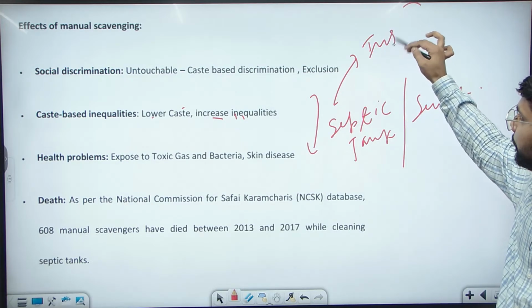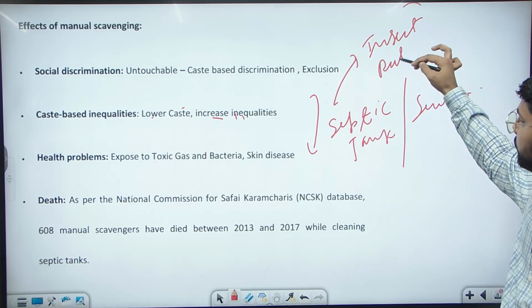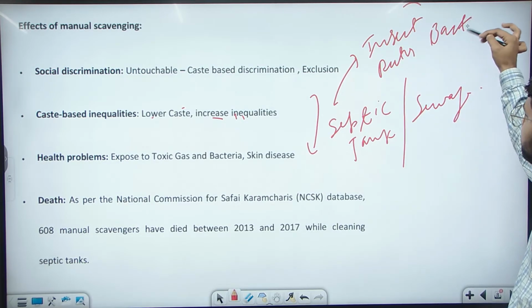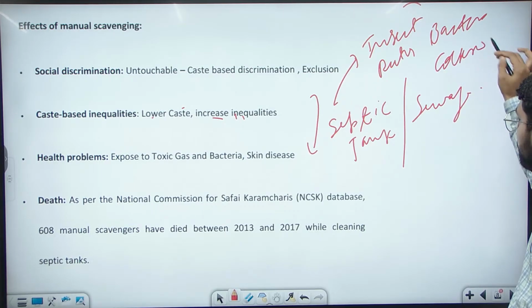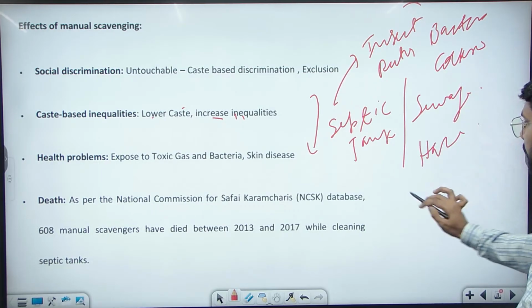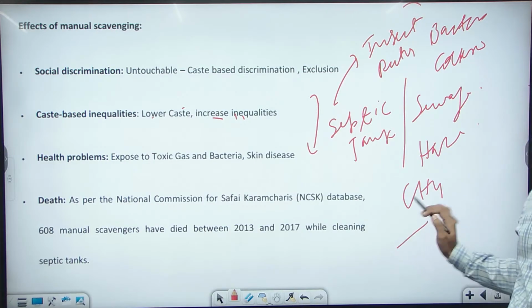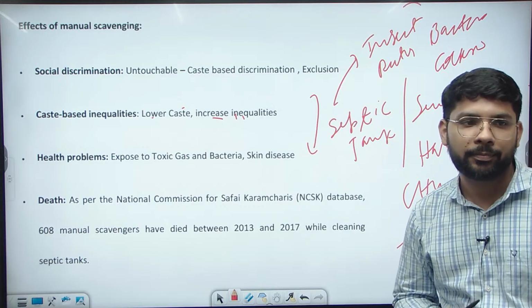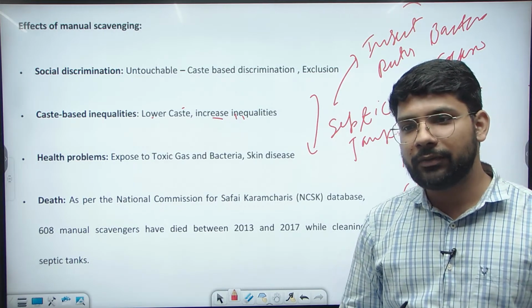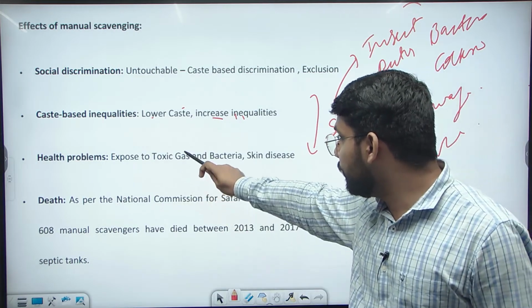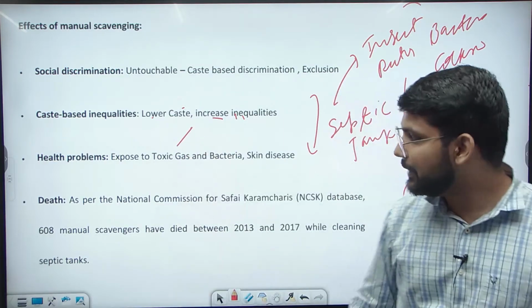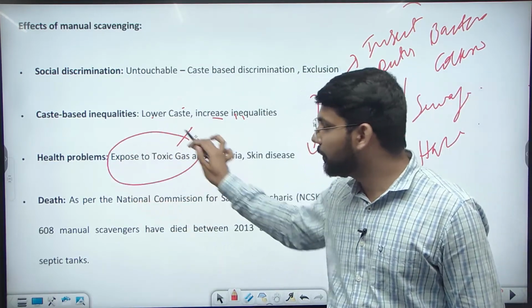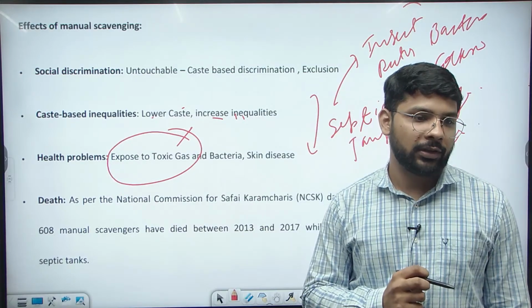Insects, rats, bacteria, cockroaches, harmful gases, methane. These are the components of the sewage system. When they are entering into the sewage, there is an issue of exposure to toxic gases. This is one of the reasons for death during manual scavenging.